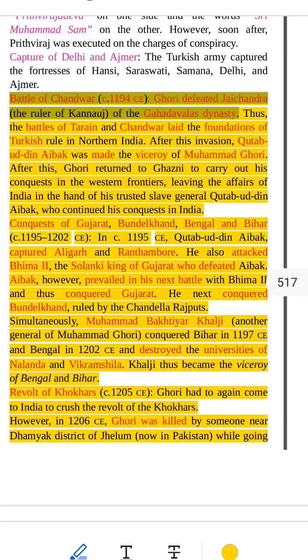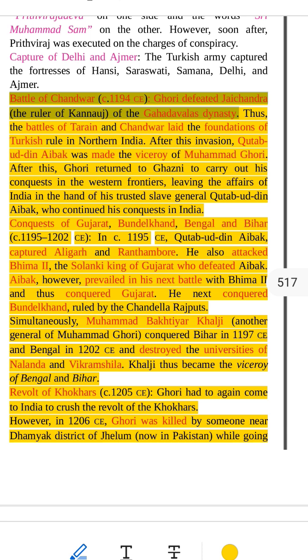Defeated. He won against Jayachandra, a very powerful king in North India at that time. The ruler of Kanauj equals Jayachandra. He ruled over the city of Kanauj, a very rich and famous city in North India. Of the Gahadavalas dynasty. Jayachandra belonged to a royal family called the Gahadavala dynasty, which ruled parts of Uttar Pradesh and Bihar. Extra info.